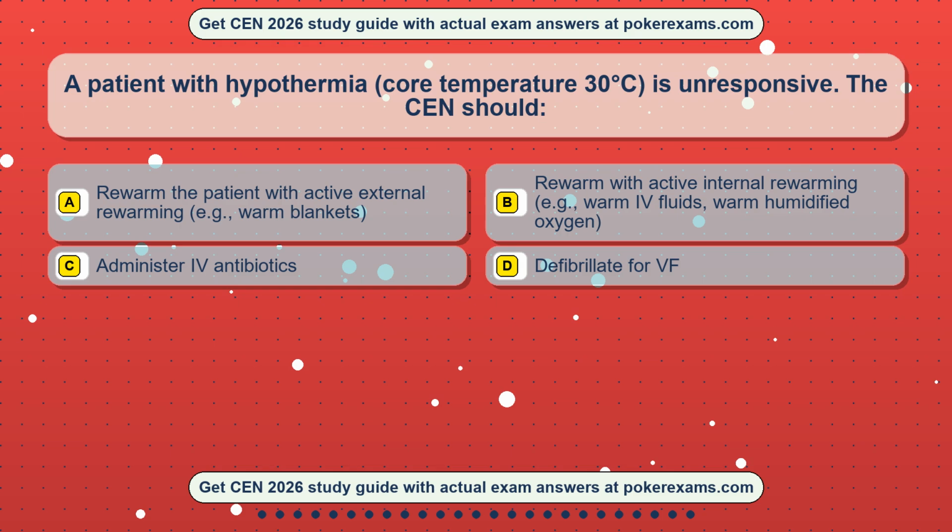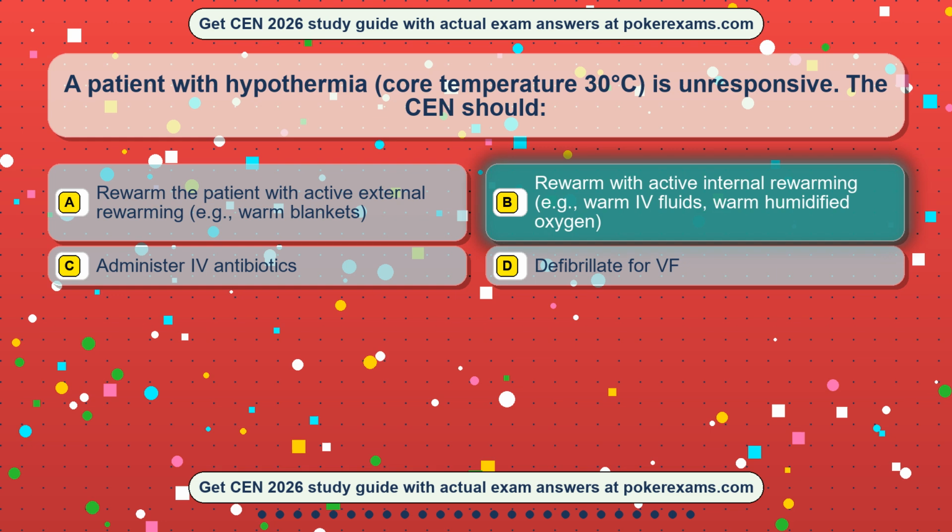Option C, administer IV antibiotics. Option D, defibrillate for VF. The correct answer is option B, rewarm with active internal rewarming, e.g., warm IV fluids, warm humidified oxygen.